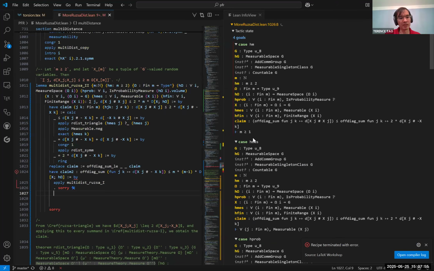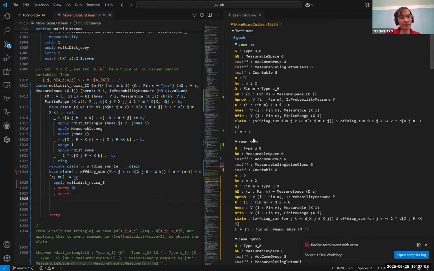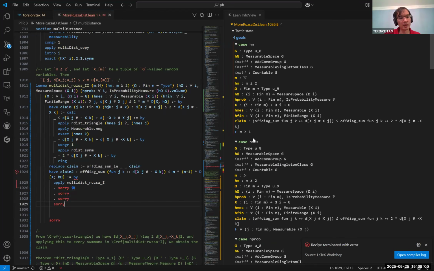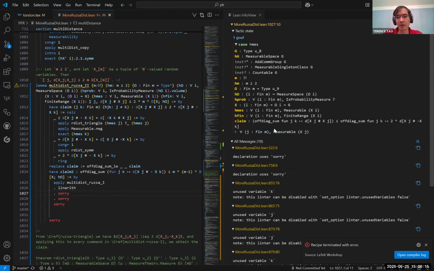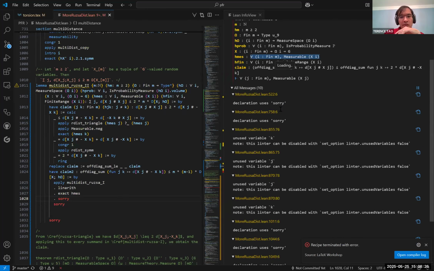Let's separate them so I can see them. Okay, the first thing I need to verify is that m is bigger than or equal to 1. I'm already assuming m is bigger than or equal to 2, so that's just linear arithmetic. The next thing is that I need to verify measurability, but that is just claim HMES. Then what's the next goal?